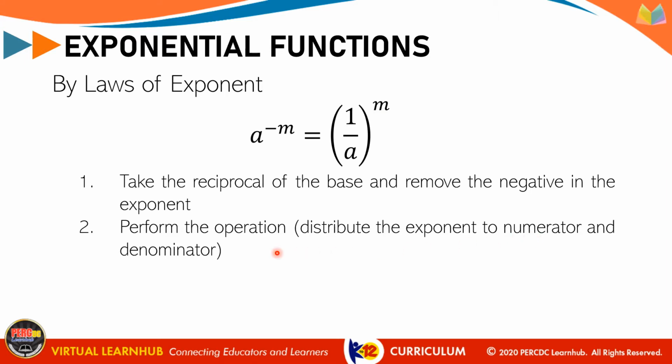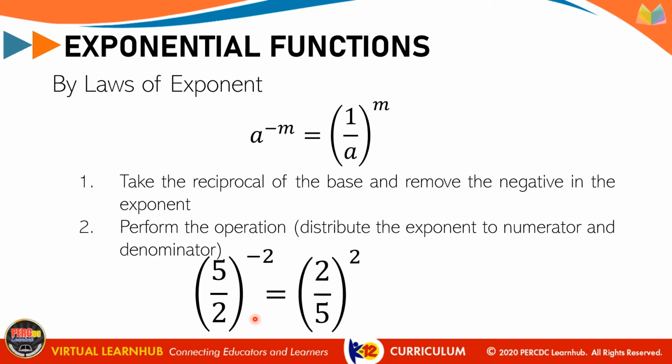Let's have an example. Let's say we have here 5 halves raised to negative 2. First, we take the reciprocal of the base, and that is 2/5. Then, we remove the negative sign, so instead of negative 2, we have here positive 2. Next, we distribute the exponent to the numerator and denominator, that is 2 squared over 5 squared. And that gives us 4 over 25.